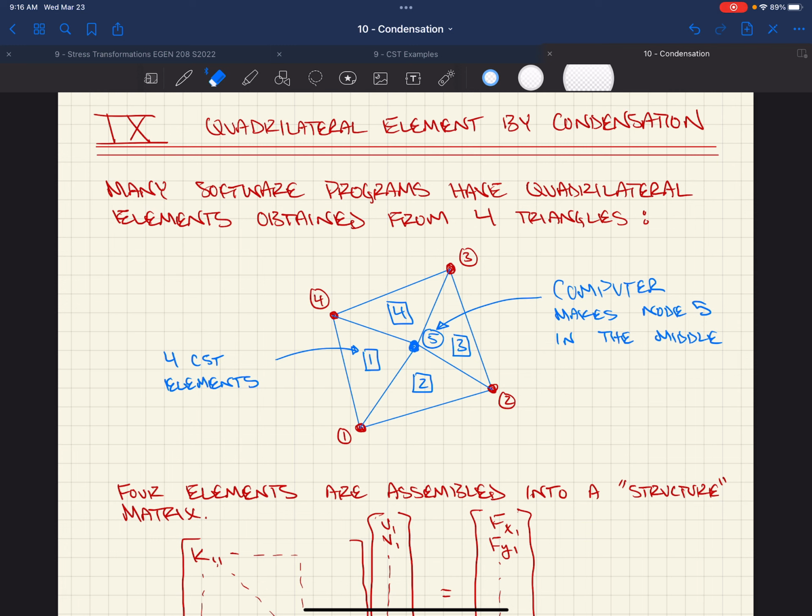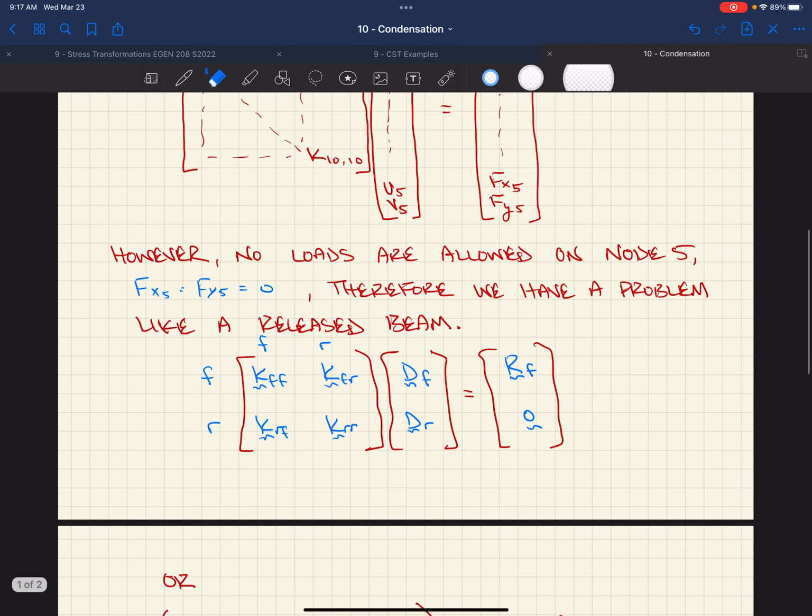Okay? It gives you more flexibility from a software standpoint. And VA does this, but they do it a little bit differently, and we'll talk about it in just a second. So we establish this partition matrix.